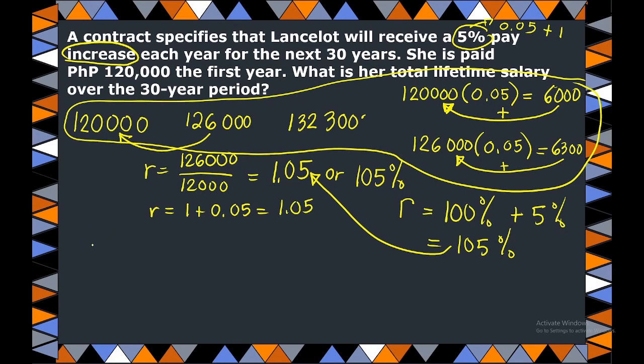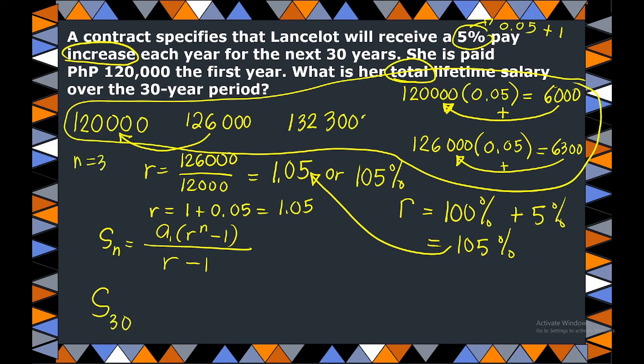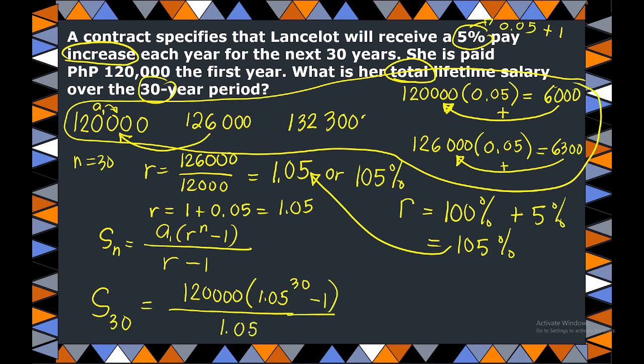Now, this is still a series problem. We're talking about the total lifetime salary. So, S sub n is equal to the first term times r raised to n minus 1 all over r minus 1. So, S sub 30, because our n will be 30, our first term is 120,000. Multiply that by r. R is 1.05 raised to 30 minus 1 all over 1.05 minus 1.